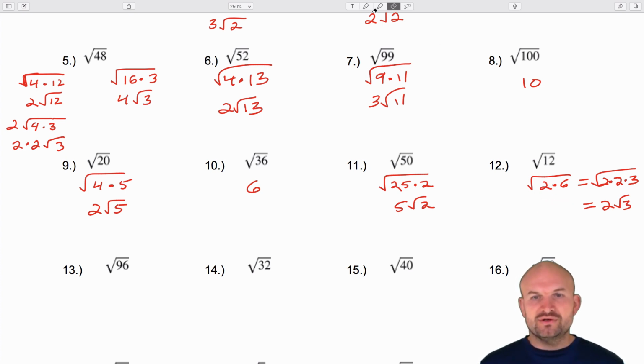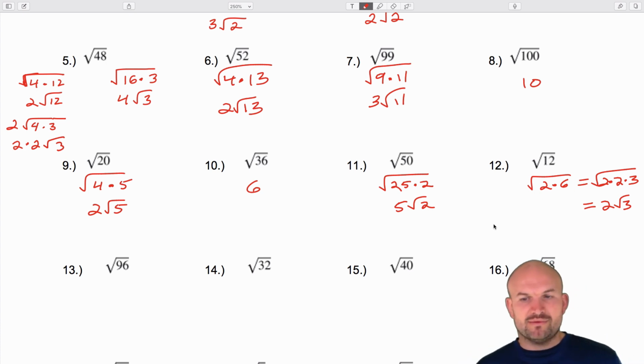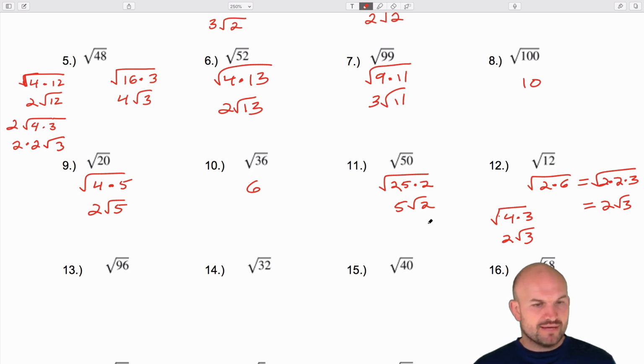Because a lot of people, when they're doing these, they'll see 12 and then, oh, 2 times 6. Well, yeah, but neither of them is a square number. So I would prefer just to say, oh, that's also equal to 4 times 3, which is 2 radical 3, which I think is faster and easier than breaking it down into a product of its primes.